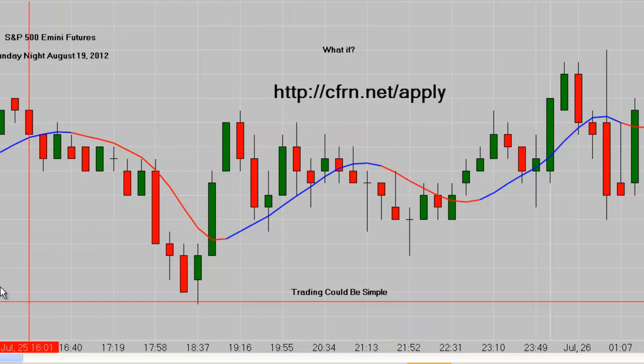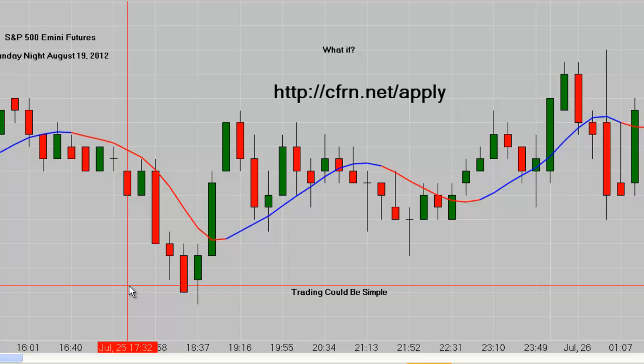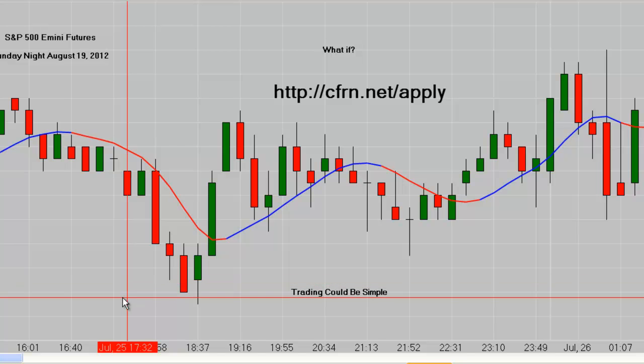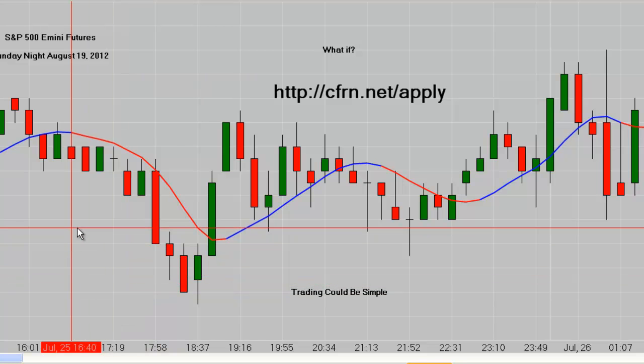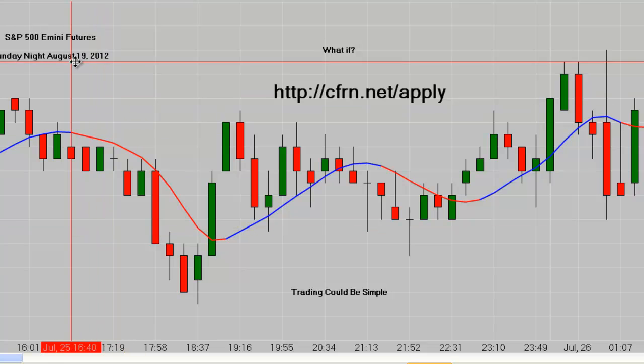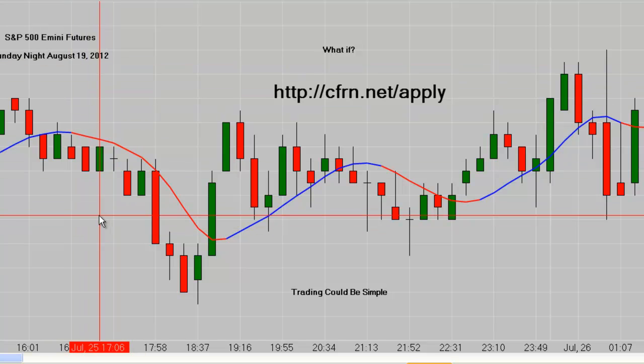Now I rolled my charts back as far as they would go without loading more data, and they rolled me back to July the 25th. Today is August the 19th, so this is not like I'm curve fitting data. You have to be careful of that. People do curve fit data. What does that mean? It means they go and wait to find a day where price just so happens to line up perfectly with their indicators.